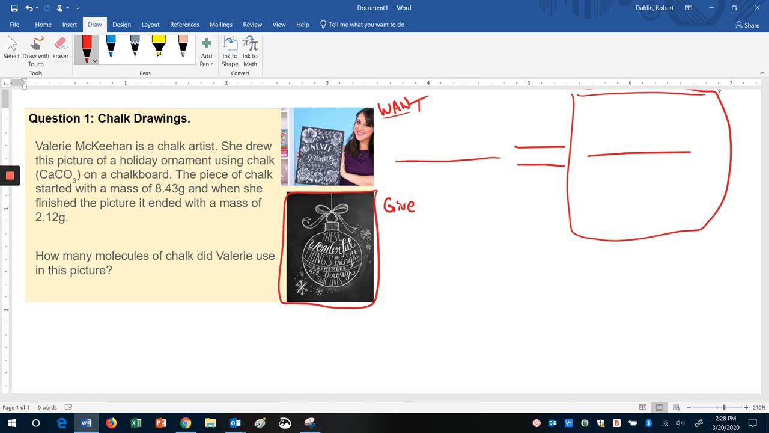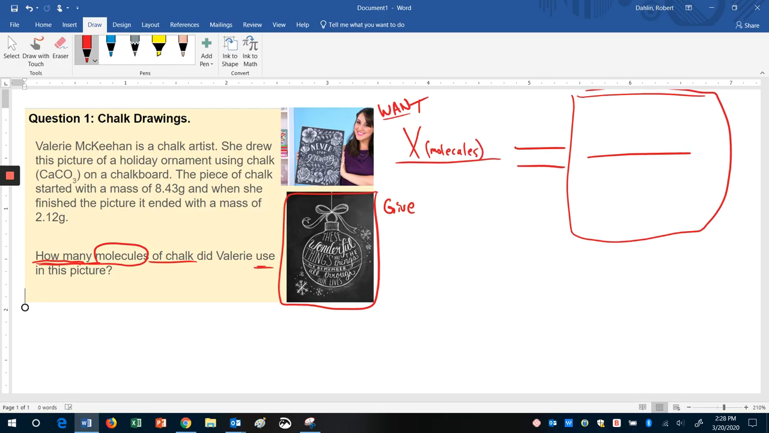How many molecules? Now stop. That is your question. How many? That's what the question wants you to figure out. How many molecules of chalk did Valerie use in this picture? So we're trying to say, okay, how many molecules are in there? The want here is always going to be our x, and I'm always going to put in parentheses next to it what units we should have when we're done.